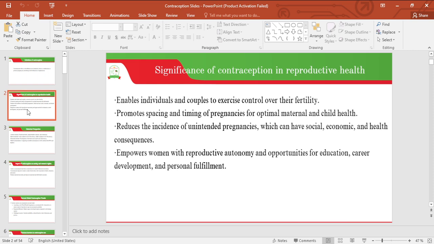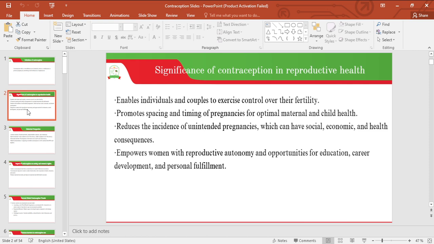The third point about the significance of contraception in reproductive health is that it reduces the incidence of unintended pregnancies, which can have social, economic, and health consequences. I realize that some ladies or some couples may become pregnant when they had not yet intended to. Maybe they became pregnant by accident because they were not prepared socially and economically, so this may have health consequences on them.